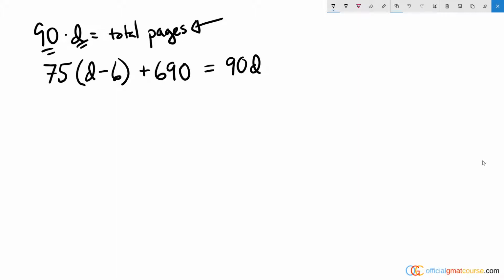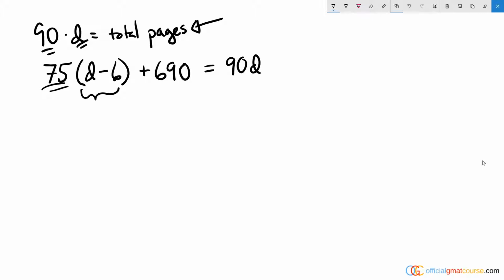Now, if I look at the other information, we have 75 pages per day at first. And then after that time has passed, she has 6 more days to read 690 more pages. So the number of days she must have used while reading at 75 pages per day could be represented as D minus 6, which would leave 6 left over for the other 690 pages.